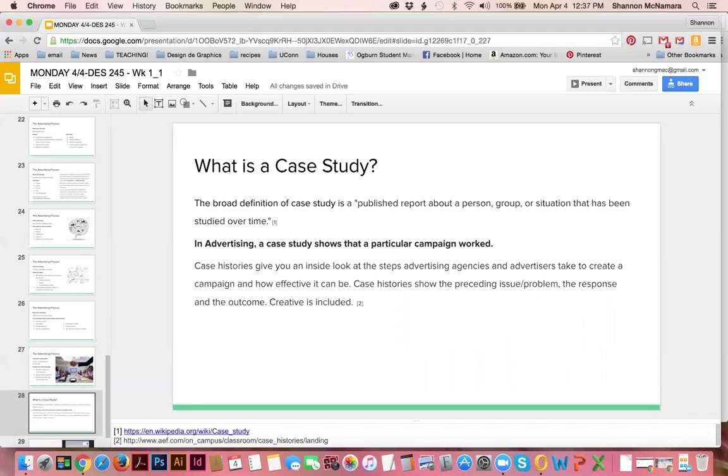Case histories give you an inside look at the steps advertising agencies and advertisers take to create a campaign and how effective it can be. Case histories show the preceding issues and problems, the response, and the outcome. And during that case study, creative is included. That means that if you are discussing a particular case study, you should show an example of the creative that was used during that campaign.